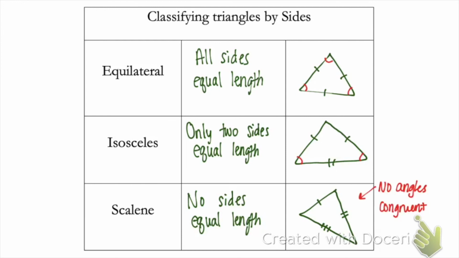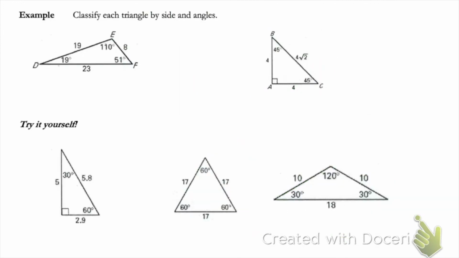Another thing to note about these triangles is equilateral triangles are also equiangular. So all three of those angles are equal. For isosceles, the base angles, so those two on the bottom, are equal. And scalene has no congruent angles. All three would be different measures. We're going to classify each of these triangles by their sides and their angles.